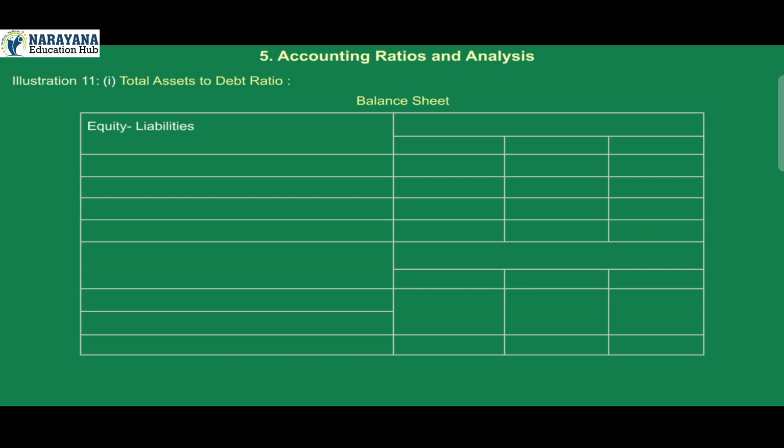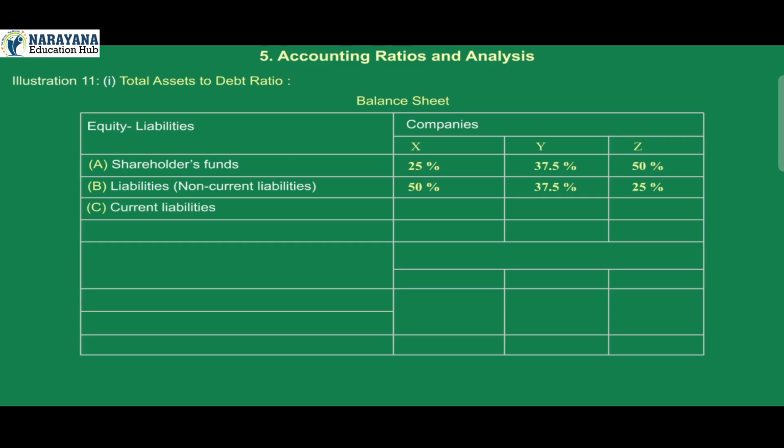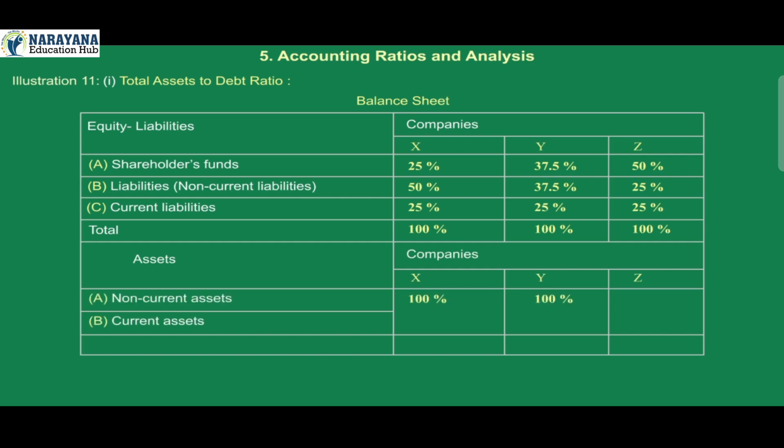Balance sheet. Equity and liabilities. Companies X, Y, Z. A. Shareholders' funds 25%, 37.5%, 50%. B. Liabilities. Non-current liabilities 50%, 37.5%, 25%. C. Current liabilities 25%, 25%, 25%. Total 100%, 100%, 100%. Assets. Companies X, Y, Z. Non-current assets and current assets 100%, 100%, 100%. Total 100%, 100%, 100%.